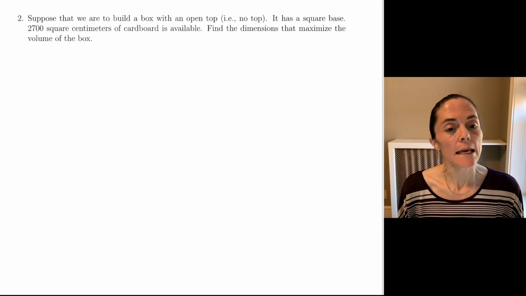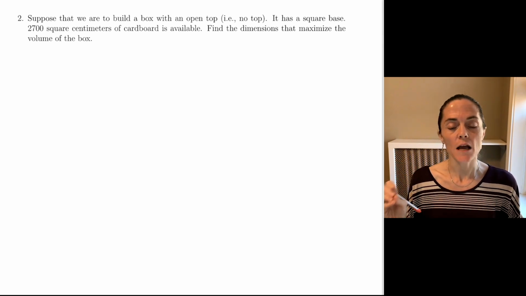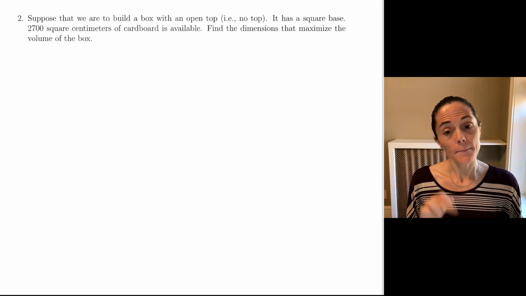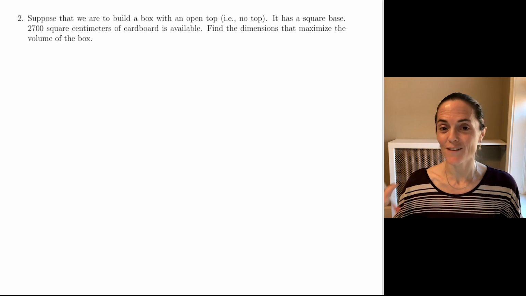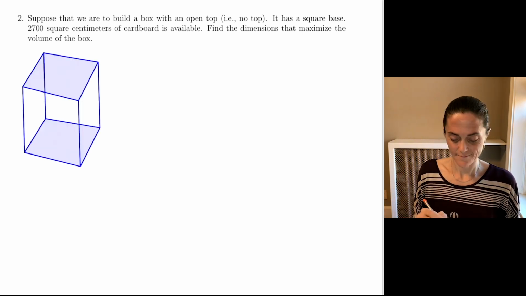Number 2, here we want to build an open box with a square base, and we're given the amount of cardboard that we have. We want to find the dimensions to maximize the volume. This is a different question. In fact, it's quite similar in that we have some geometric shape. But in this question, we're trying to maximize volume. We are not given volume to begin with. But we will get started and draw a box.